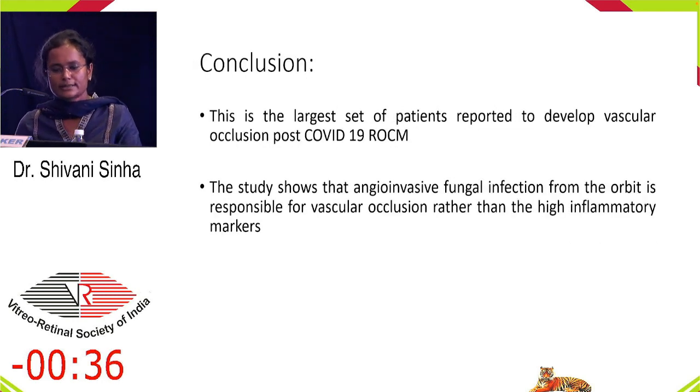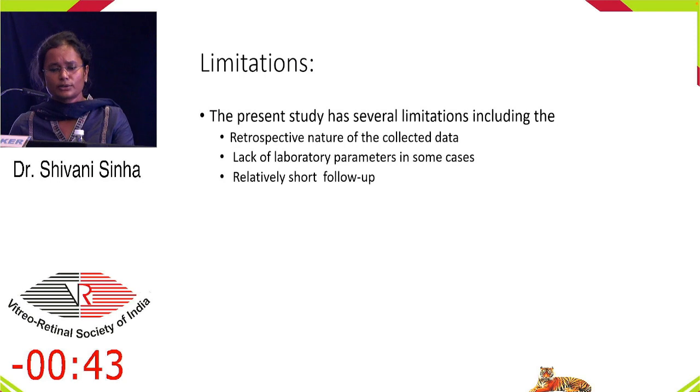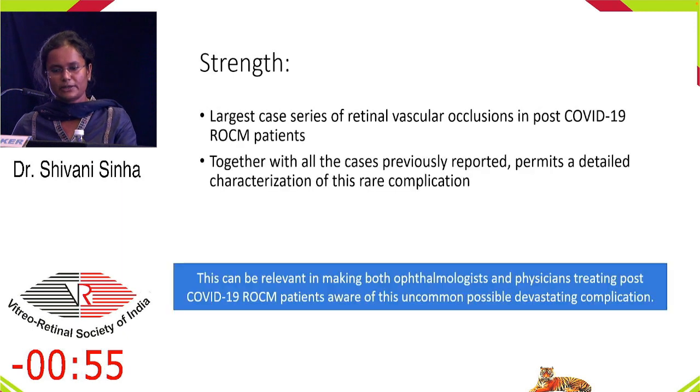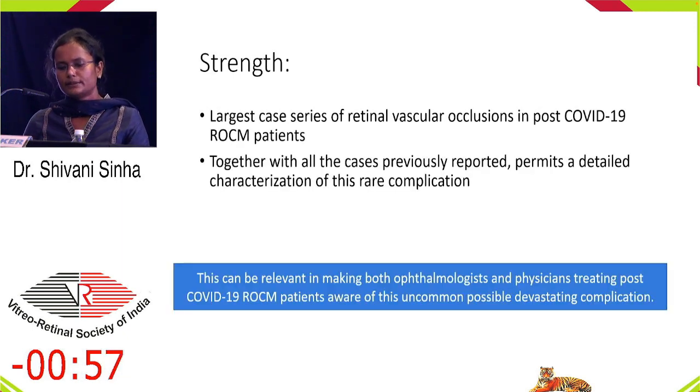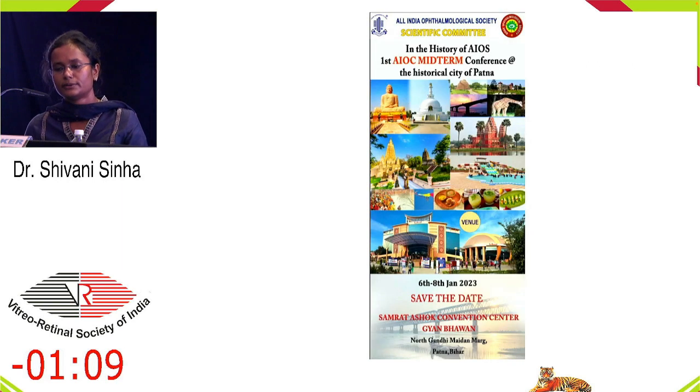So to conclude, this is the largest set of patients reported to develop vascular occlusion post-COVID-19 ROCM. The limitation is that the full lab parameters could not be worked up, like the D-dimer and the fibrinogen level in these patients, and the follow-up was relatively short. So we can conclude that this can be relevant in making both the ophthalmologist and the physician treating post-COVID-19 ROCM patients aware of this uncommon, possibly devastating complication.